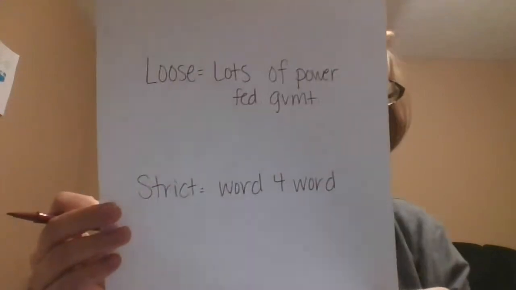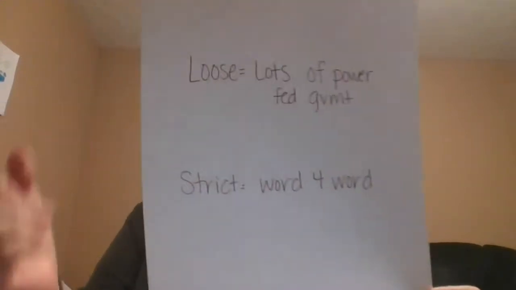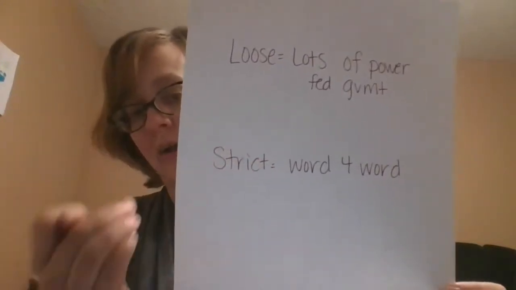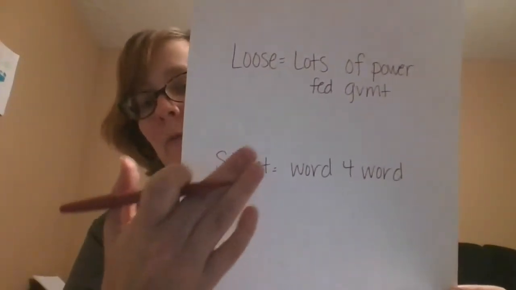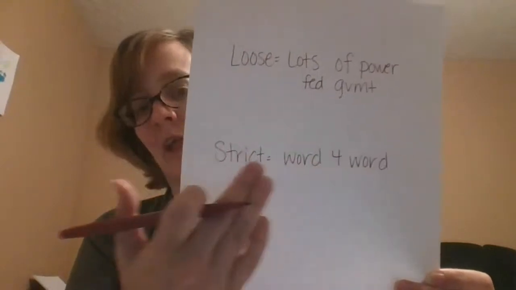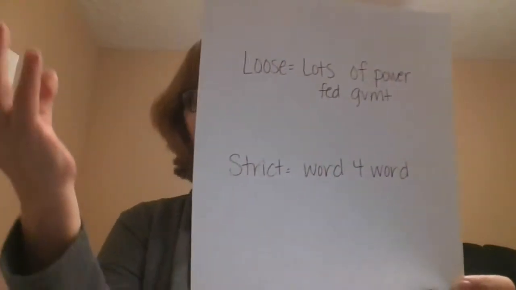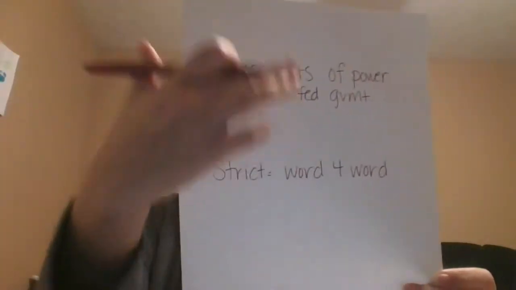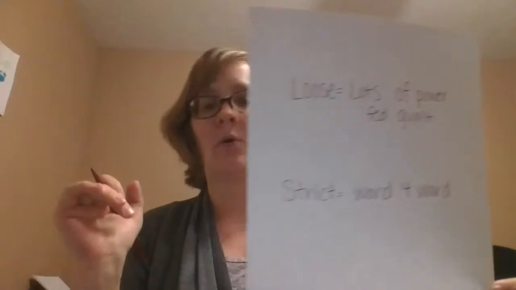Okay, so loose, again, is lots of power for the federal government, and strict is word for word. If it's not listed in the Constitution, you cannot do it. And the Democratic Republicans want this because they don't like a strong federal government. So they want to make sure that the federal government is limited. And so strict really keeps the government in control, whereas loose says, oh, you have lots of powers that aren't listed.